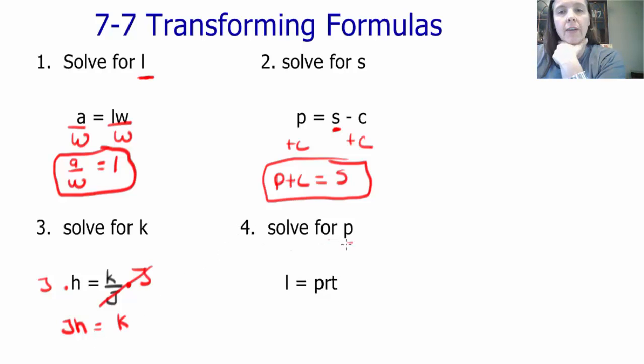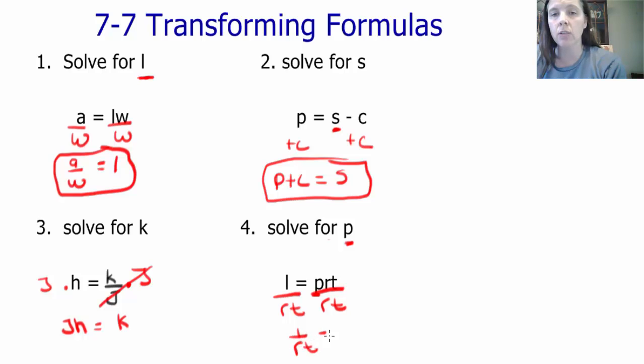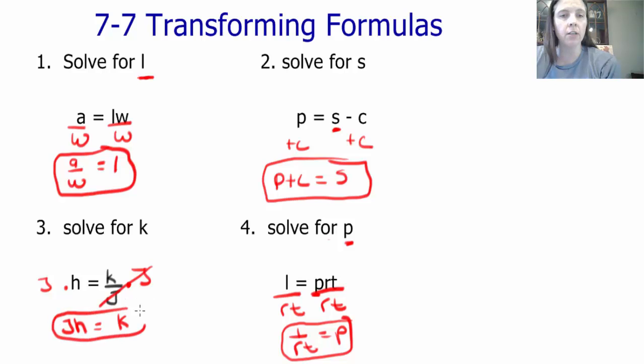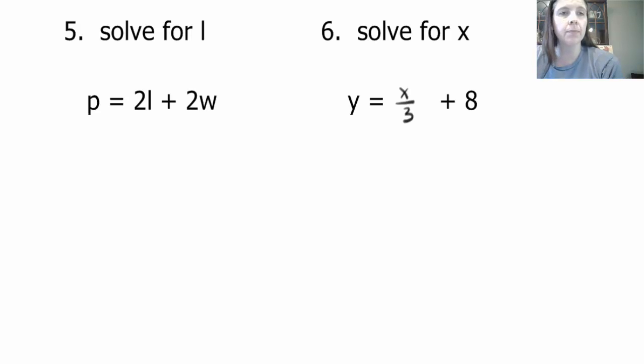Over here we're solving for P. So we want this P all by itself. Okay, we want to isolate this variable. Well, you're just multiplying P times R times T, so you can divide by RT. You can just bring them both over at the same time. So 1 over RT equals P. Okay, and then you're done. That's it. That's all you do on those. Now obviously they're going to get a little harder. Let's just kind of start you out. Here's a few more.